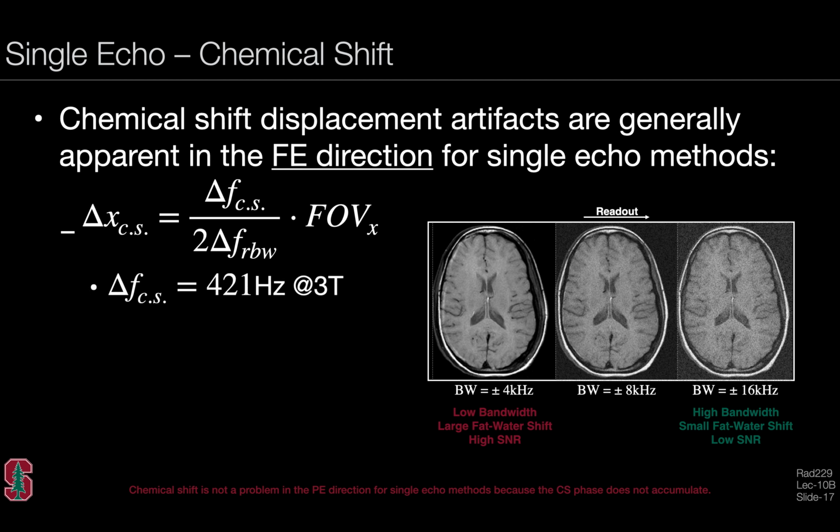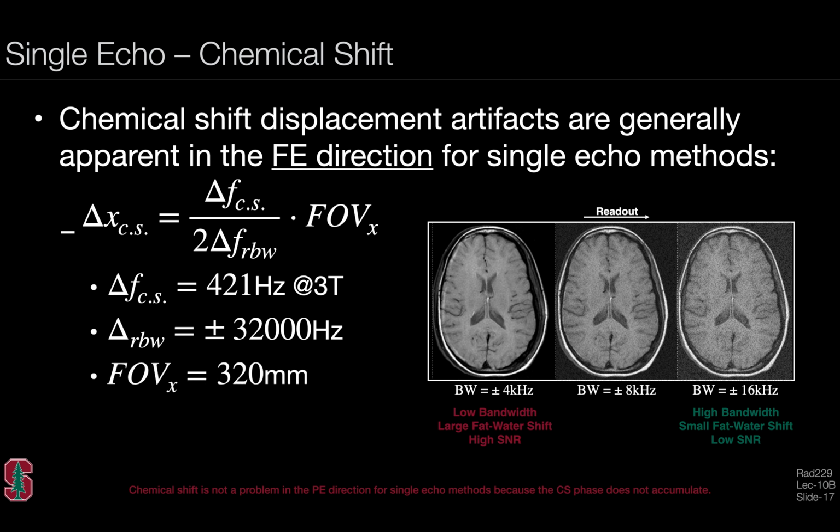So for a simple example, the chemical shift frequency of fat is nominally about 420 hertz at 3 Tesla, and we might use a receiver bandwidth of plus or minus 32 kilohertz and a field of view of, say, 320 millimeters. And this can actually lead to a substantial chemical shift artifact of about 2.1 millimeters.